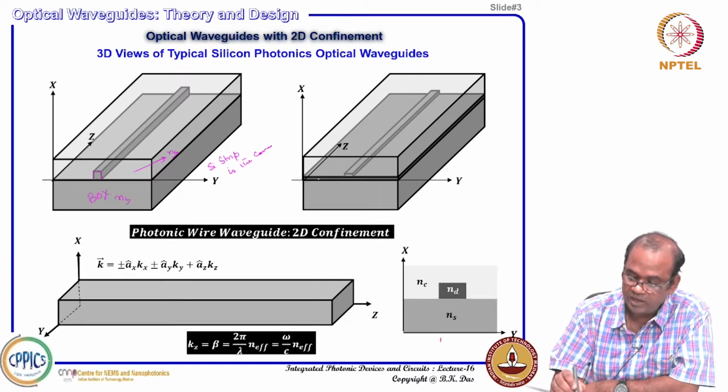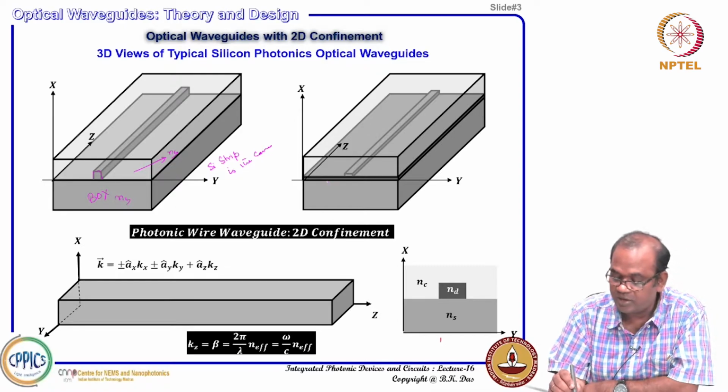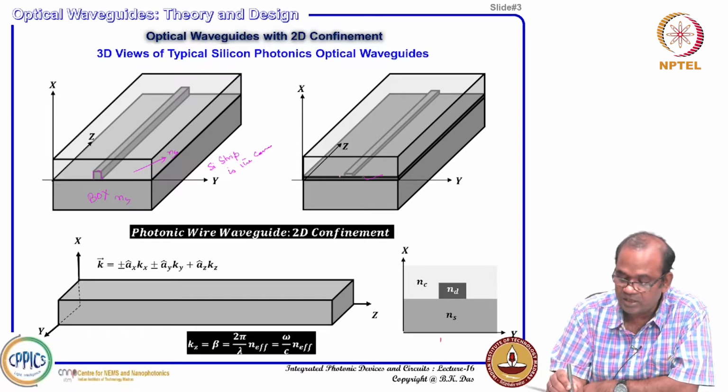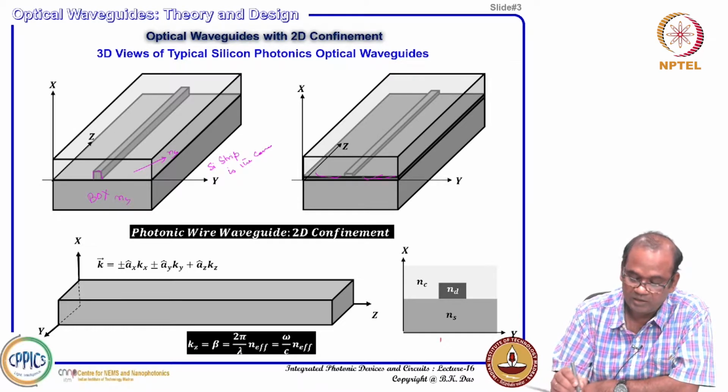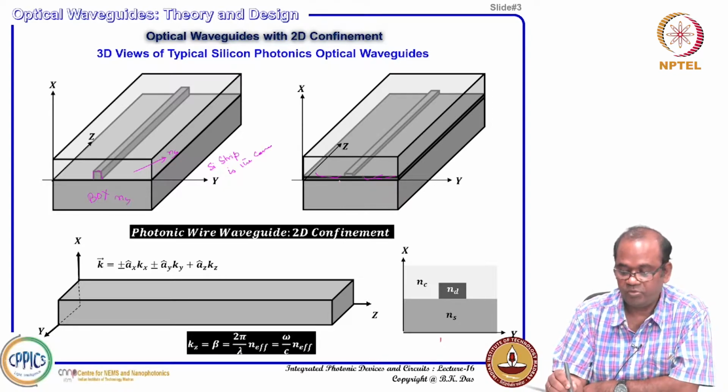And here, same thing, you have a rib type of structure, where on both sides some device layer, silicon, is left, and the height of the waveguide is the same, but on both sides it is reduced. That is the rib type of waveguide structure, right.